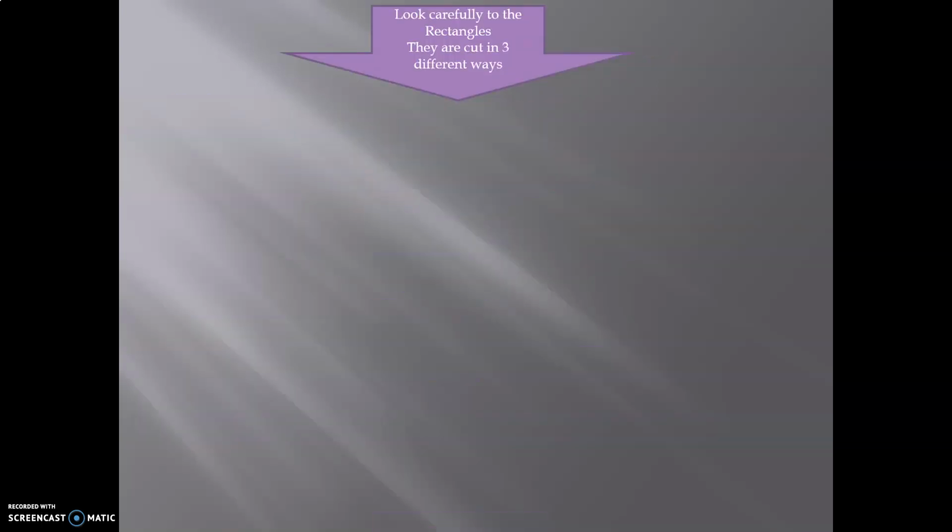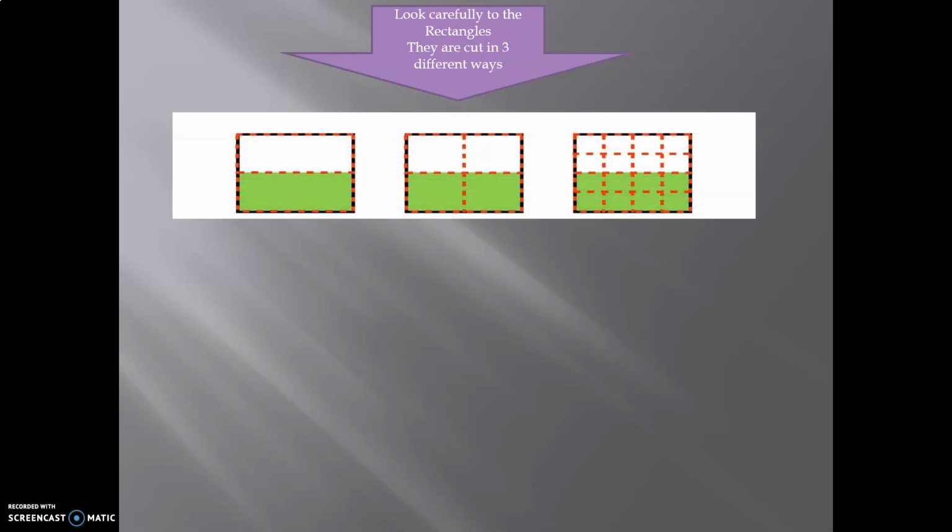Okay, now I want you to look carefully at 3 rectangles. They are the same rectangle, but every time we cut it in a different way. The first rectangle, we cut it into how many parts? Only 2 parts. The same rectangle here, I cut it into how many parts? 4 parts. The third rectangle, I cut it into 1, 2, 3, 4, and 1, 2, 3, 4. Okay, 16 parts. And take care, all the parts in each shape are equal parts.